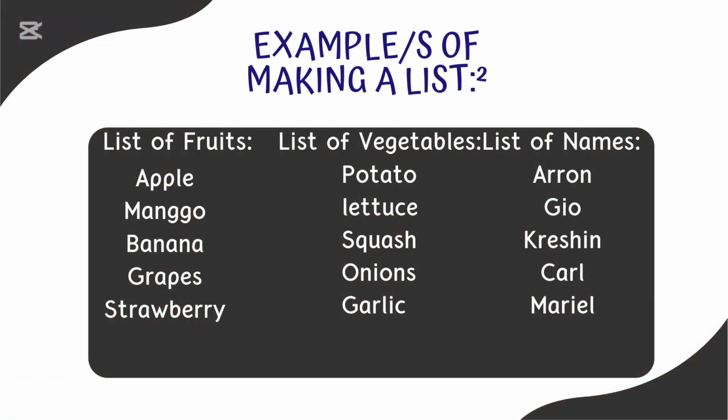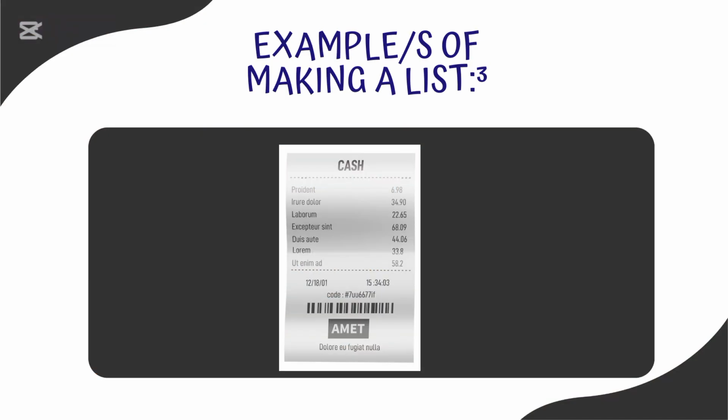Let's see. My example here of making a list is the list of fruits: apple, mango, banana, grapes, strawberry. List of vegetables: potato, lettuce, squash, onion, garlic. And list of names: Aaron, Gio, Christine, Carl, and Mariel. A cash receipt is also an example of a list. So, thank you. That's all my part.